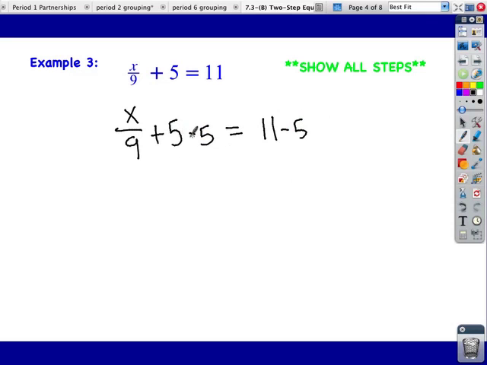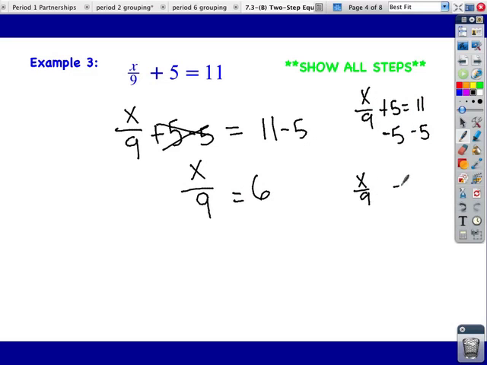So plus 5 minus 5, we combine those like terms and we get 0. So we're left with x over 9 equals 6. Now I just want to show what I did there. I could have written it like this. I could have said, okay, we have x over 9 plus 5 equals 11. And I could have written minus 5 minus 5, x over 9 equals 6. I don't care if you write it this way, where you put a line underneath it and subtract, or if you write it all in the same line of numbers. Either way is fine, whatever fits your brain.